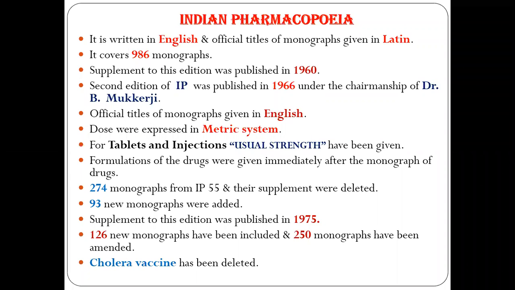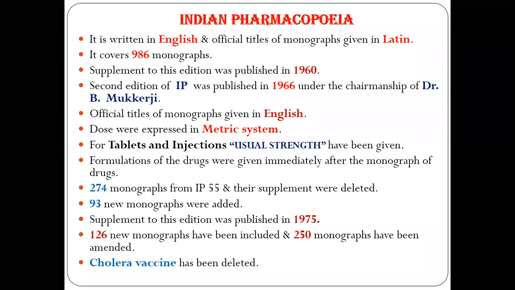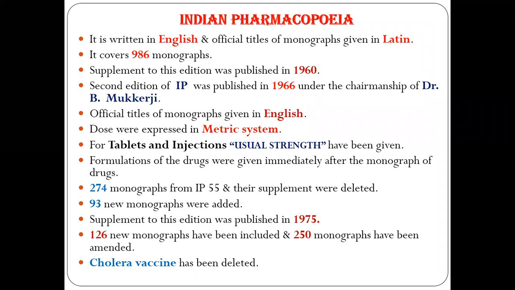Then in the second edition, an additional 274 drugs, or their information, was added. And along with the second edition, 55 new supplementary books were also given. So 55 supplements were deleted from the second edition, as well as 93 new monographs were also added.